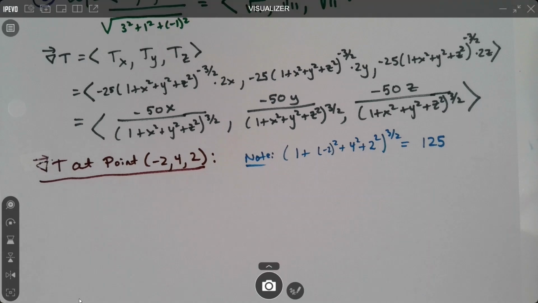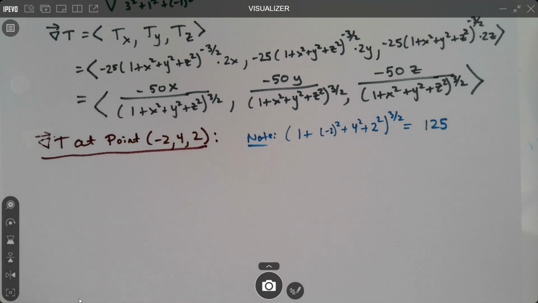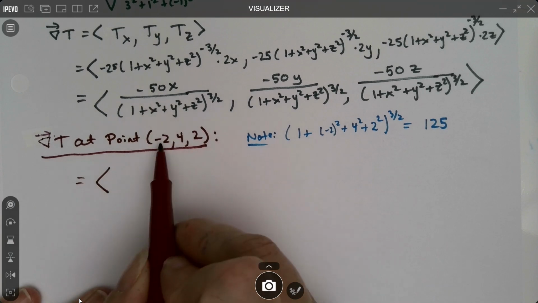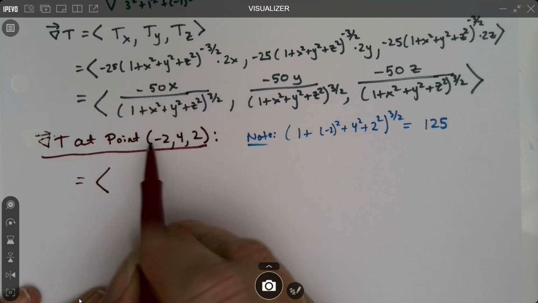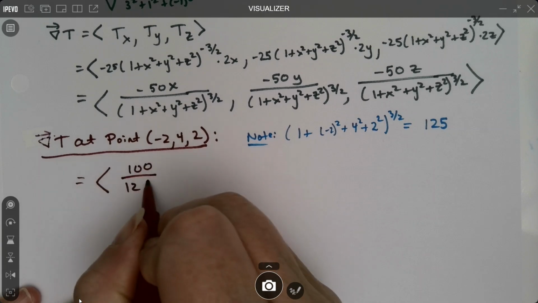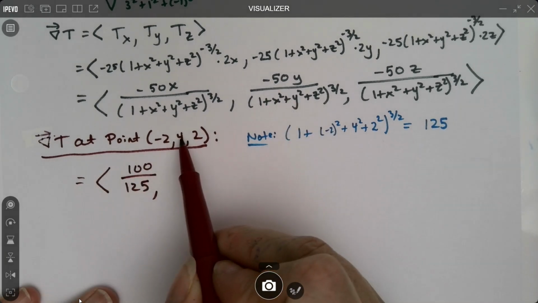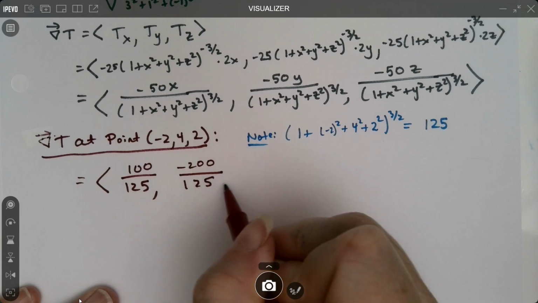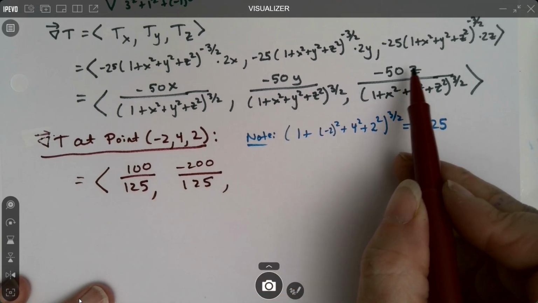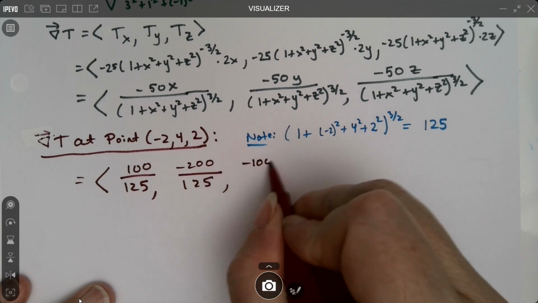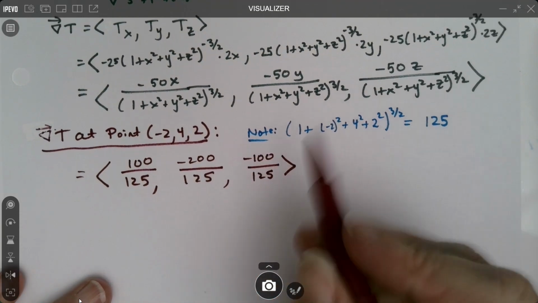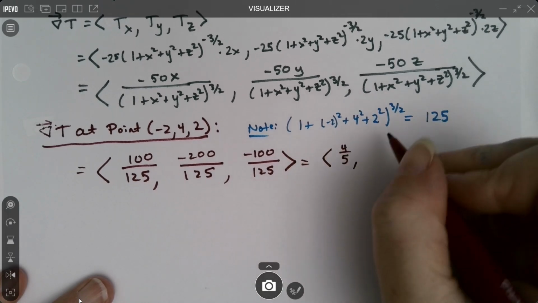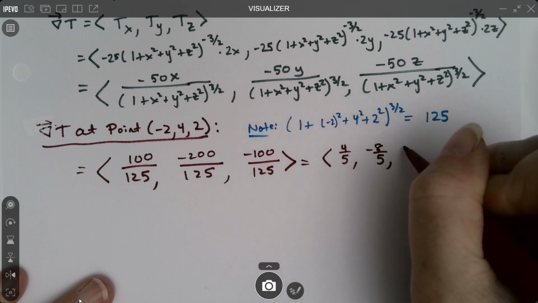Well, that's going to make things a lot nicer here, because then I know that my gradient is -50 times -2, which is 100 over 125. -50 times 4 is 200, so -200 over 125. And then -50 times 2, so that's -100 over 125. And all of those reduce down. So that would be 4/5, -8/5, and -4/5.